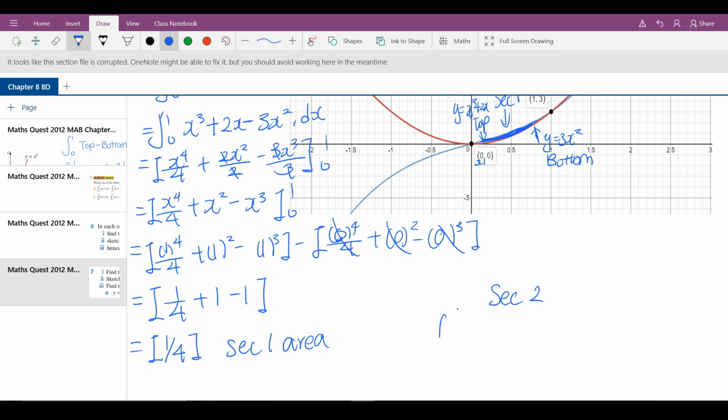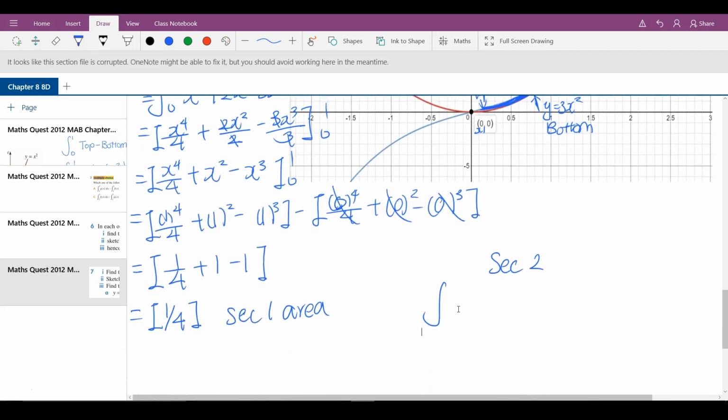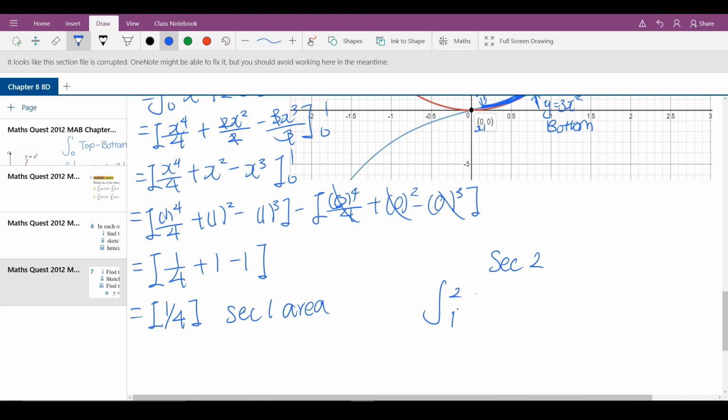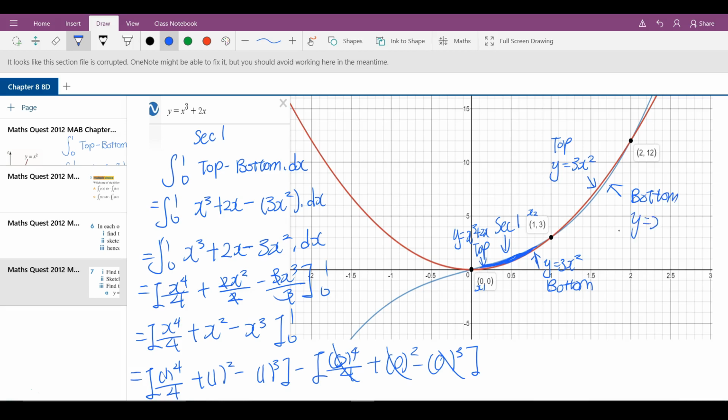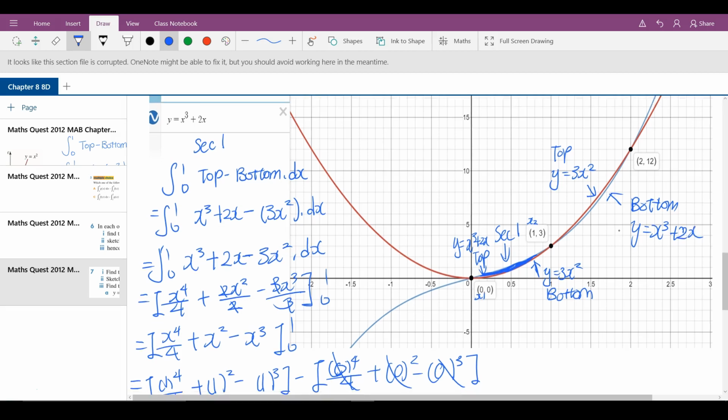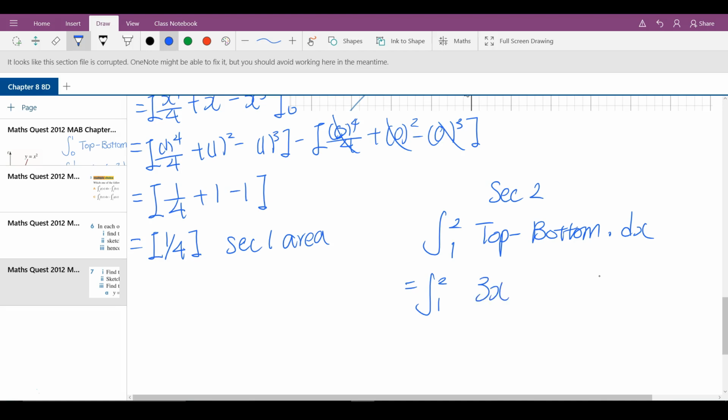So section 2 is from 1 to 2, top minus bottom. Integrate with respect to x equal to, alright, let me rub off the ink before, to see which one's on top. Alright, so we can see our top function is y equals 3x squared, and the bottom function is y equals x cubed plus 2x. Alright, let's go. So this is 3x squared minus x cubed plus 2x. Integrate with respect to x.